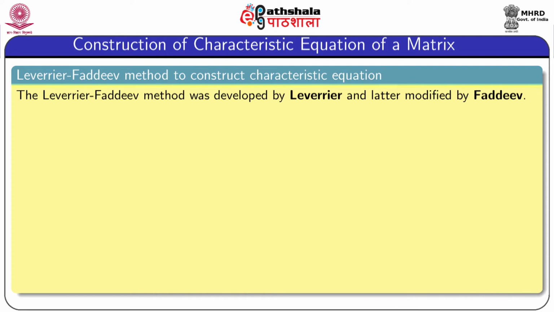But the computation of C1, C2, C3 using the principal minors is a very difficult task. So, the Leverrier and Faddeev method was developed by Leverrier and later modified by Faddeev. This method is used to construct the characteristic polynomial or characteristic equation of any square matrix A.